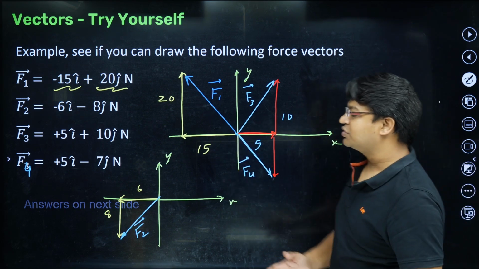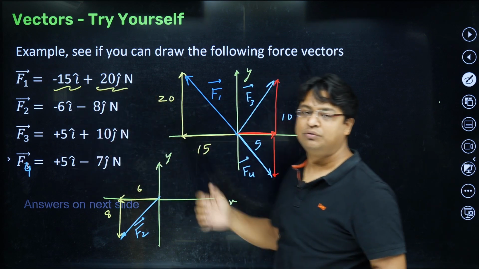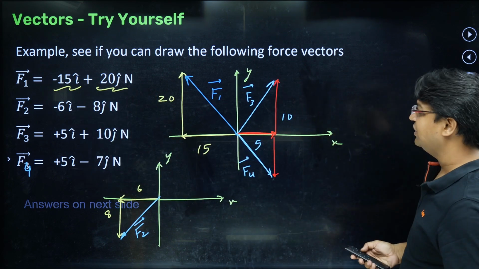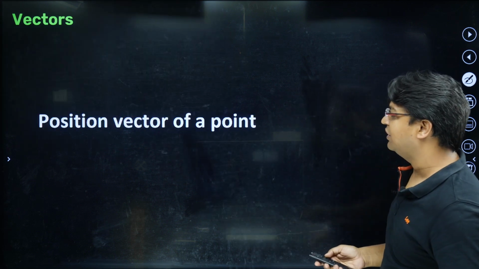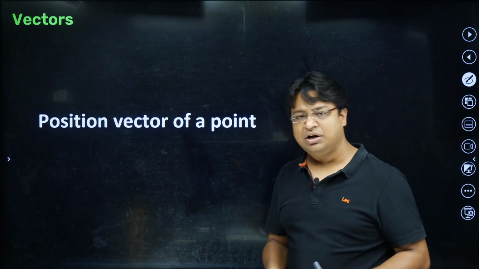So I hope you understood how we draw vectors when they are represented like this. If this part is clear, let's proceed. I've drawn F1 and F2 for you; you can try F3 and F4. Now let's talk about what a position vector is.